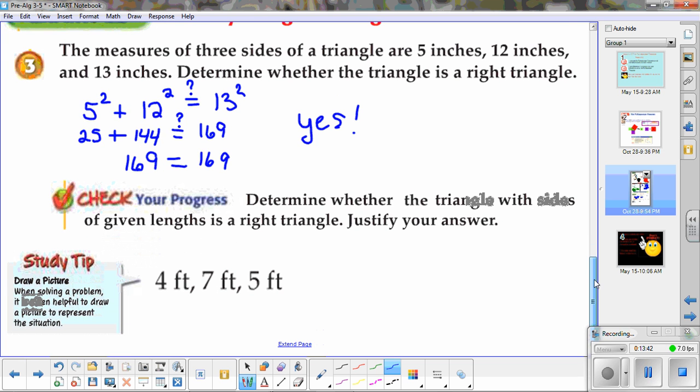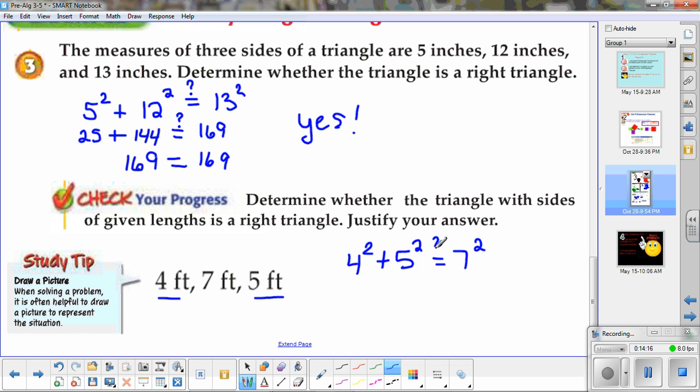You can pause the video and try the last one on your own. Determine whether the triangle with sides of given lengths is a right triangle. Justify your answer. You justify it by showing that it works in Pythagorean theorem or that it doesn't work in Pythagorean theorem. So we're going to take the 2 shortest sides and square them. So 4 squared plus 5 squared, because remember it's the 2 shorter sides squared, has to equal the longest side squared.